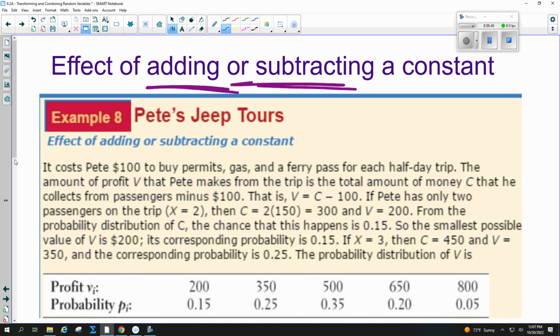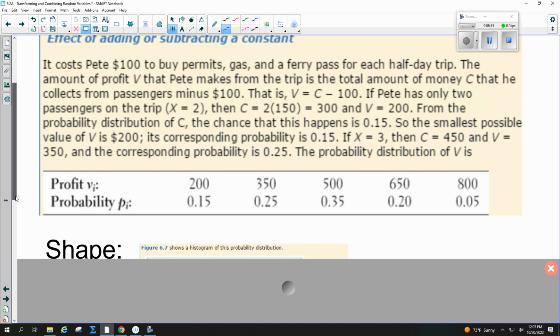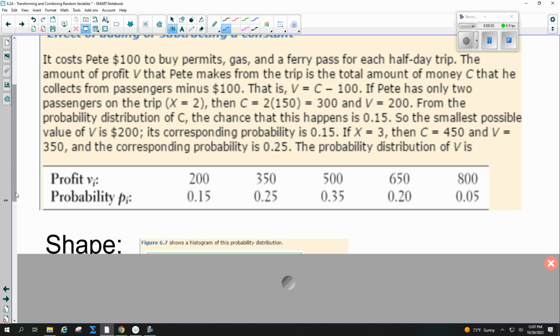All right, it costs Pete $100 to buy permits, gas, and a ferry pass for each half-day trip. The amount of profit V that Pete makes from the trip is the total amount of money he makes, C, that he collects from the passengers, minus the $100. So we have profit is how much he collects from the passengers, minus the $100 it costs him to buy the permits, gas, and ferry pass.